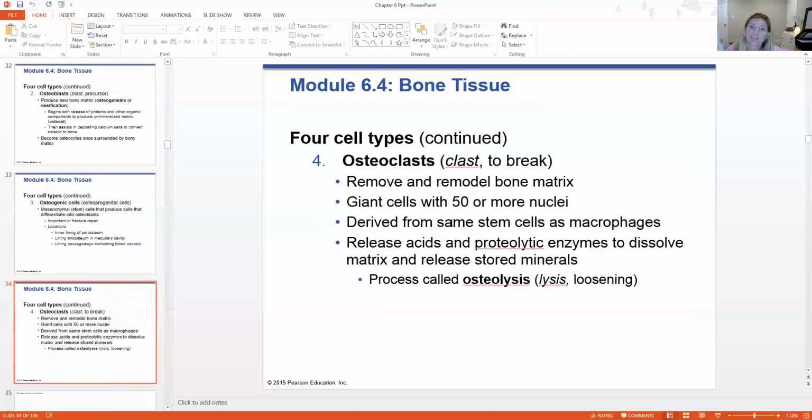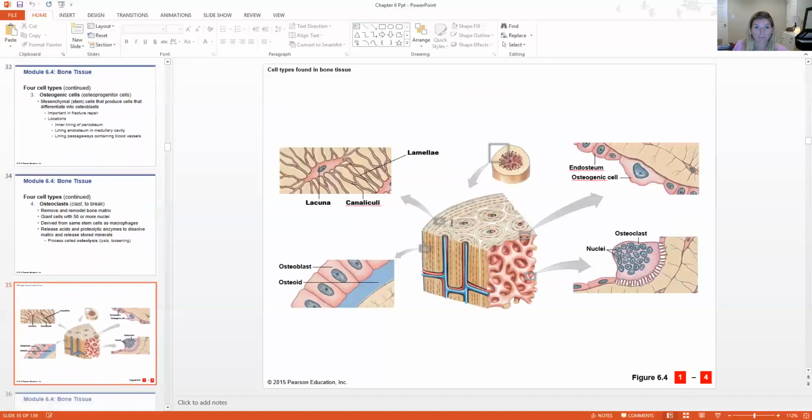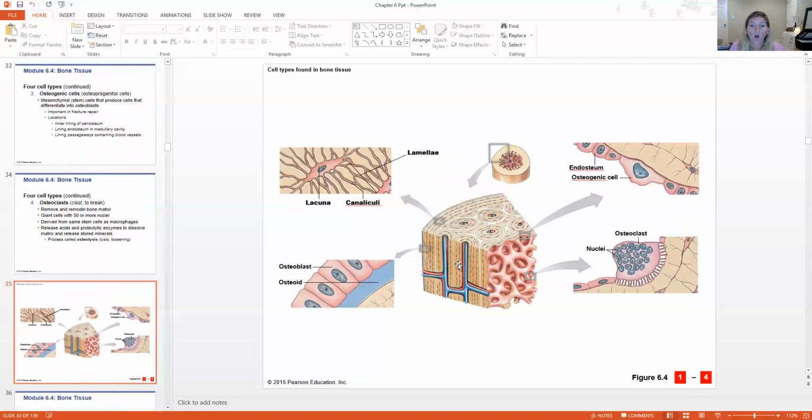They're basically releasing acids and enzymes to dissolve the bone matrix. So these are working antagonistically to our osteoblasts. They do a process called osteolysis. So if your blood calcium levels drop, these osteoclasts are going to activate to release some calcium from the bones into the blood. Here you see them all in action.